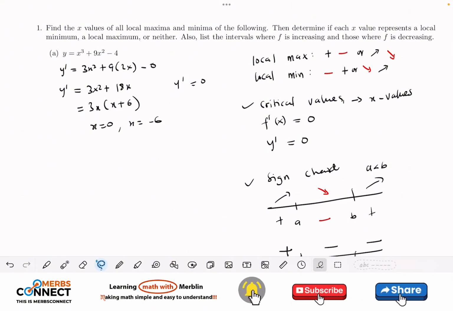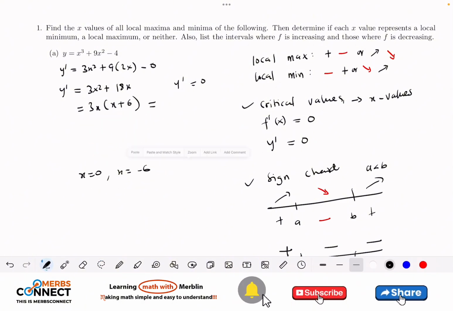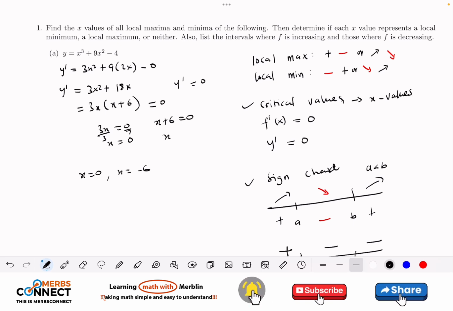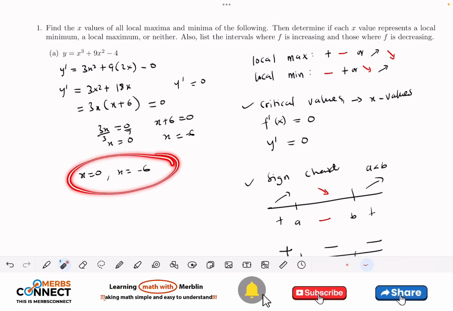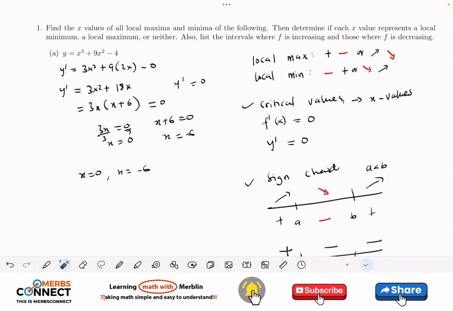Another way of seeing this is you can just pick this one to be equal to 0, and then 3x will be equal to 0, and dividing through by 3, you get x equal to 0. And then you can also pick x plus 6 to be equal to 0, then x is equal to minus 6, which gives you the same thing here, right? So that is the idea of doing this.